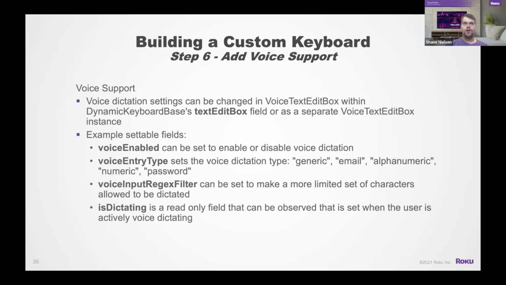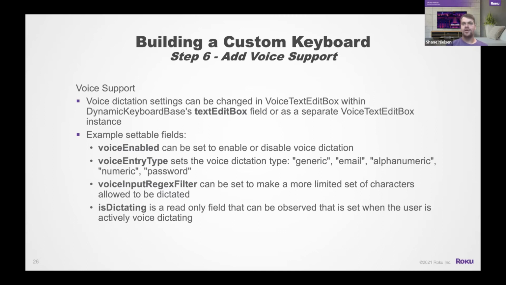Hi, I wanted to walk through some of the different fields and settings that you can use to control voice functionality. One example is the voice enabled field, which is enabled by default to voice enable a keyboard, but it gives a toggle that you can set to true or false to disable voice functionality if need be. And the voice entry type is a field that allows you to set the actual context of what kind of dictation you're doing.